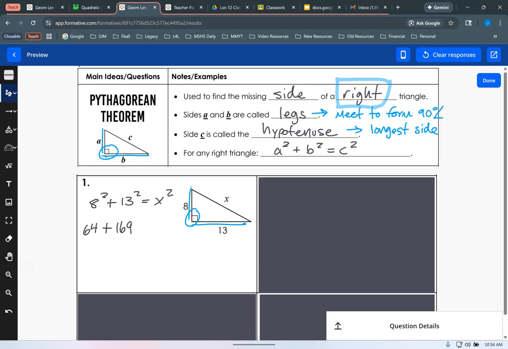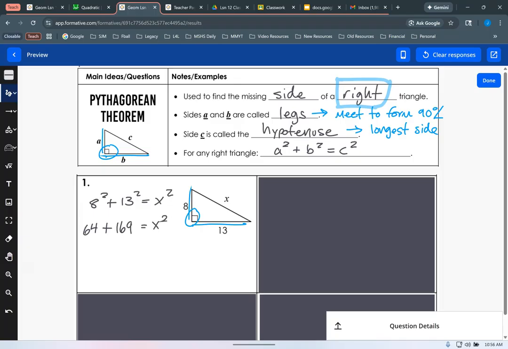169. By the way, 13 squared and 14 squared are really easy to remember. 13 squared is 169. 14 squared is 196. Flip the last two numbers. 13 will always be the smaller one. Okay. All right. That is equal to our x squared.